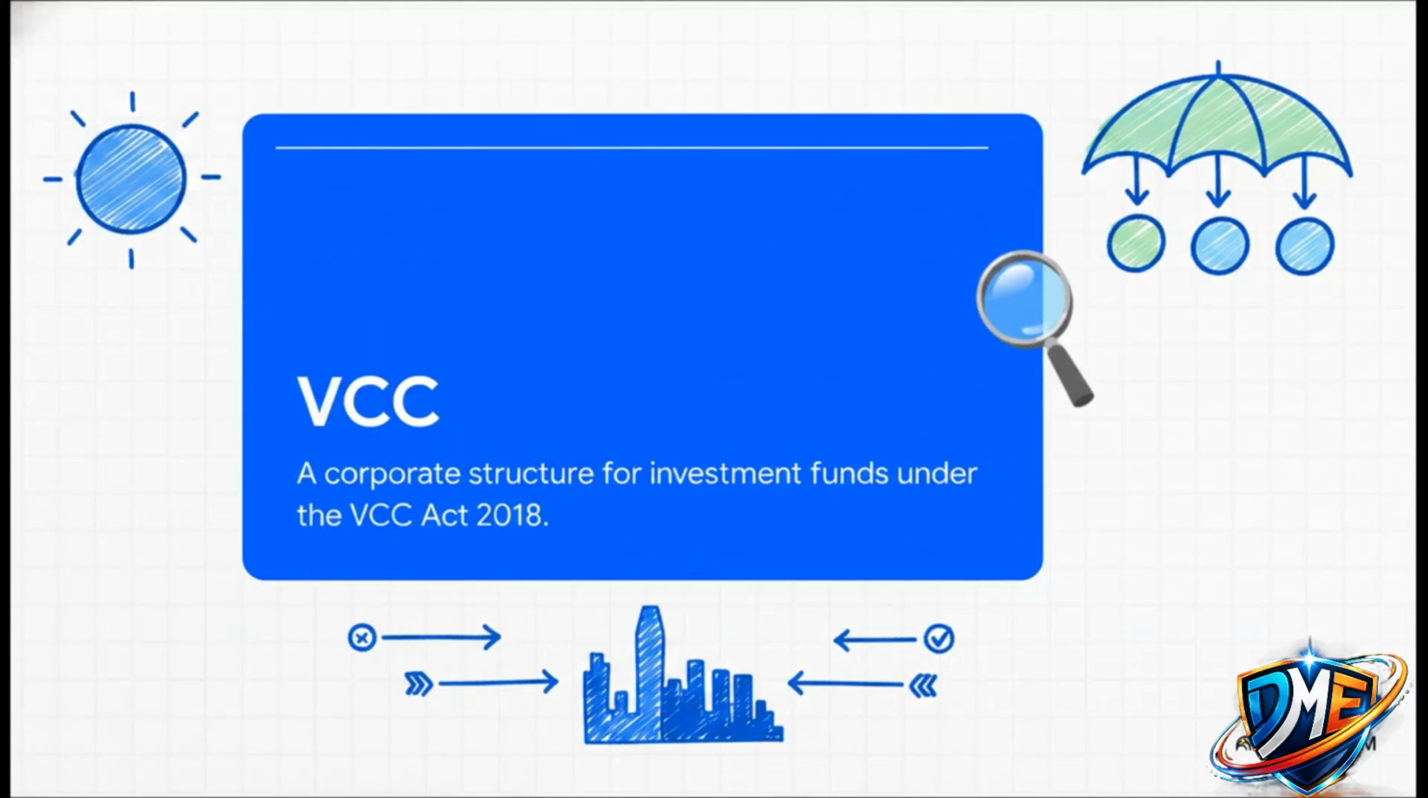So, what exactly is a VCC? Well, introduced under the VCC Act of 2018, a variable capital company is a unique body corporate whose sole object is to operate as one or more collective investment schemes. And honestly, what makes this structure so incredibly attractive is the sheer flexibility it gives fund managers. You can set it up as a single standalone fund or, and this is where it really gets interesting, as an umbrella structure housing multiple, totally distinct sub-funds.